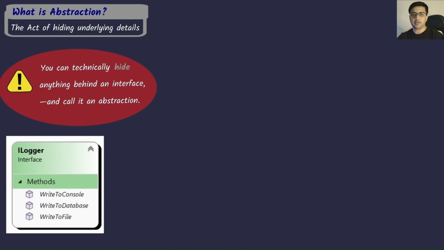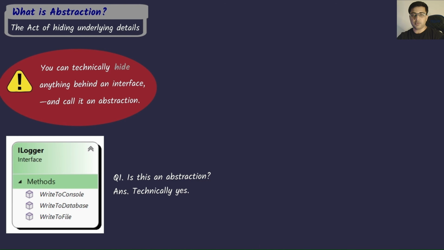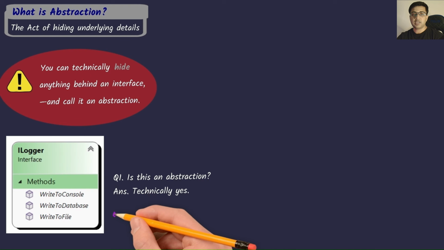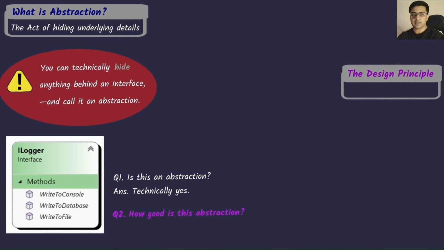Take this example. Is this an abstraction? Yes, technically it is, because we are hiding some details. But the real question is, how good is this abstraction? Whether it truly delivers the benefits of abstraction depends entirely on how well you design it. And that's where the abstraction design principle comes in. It says design for the user.